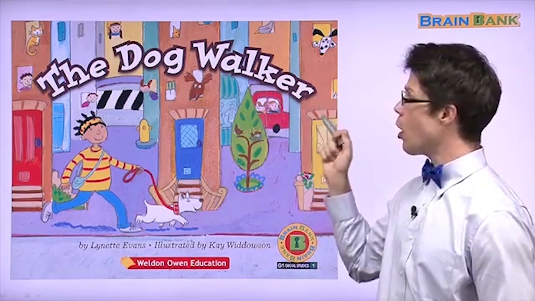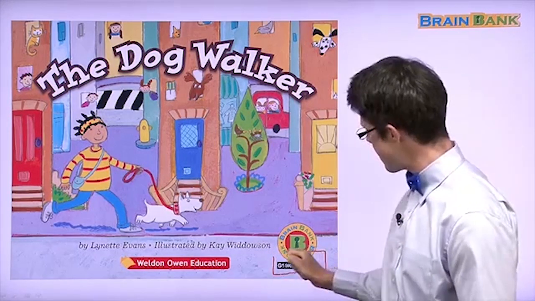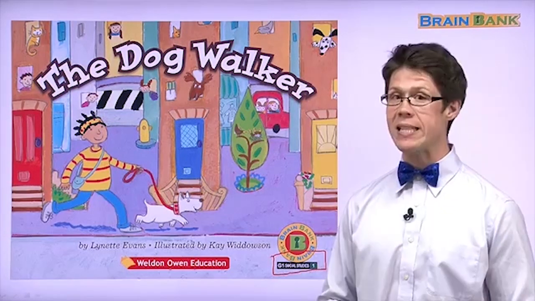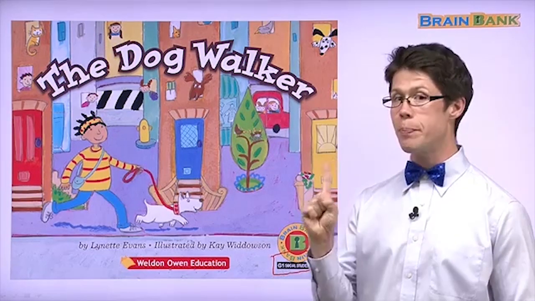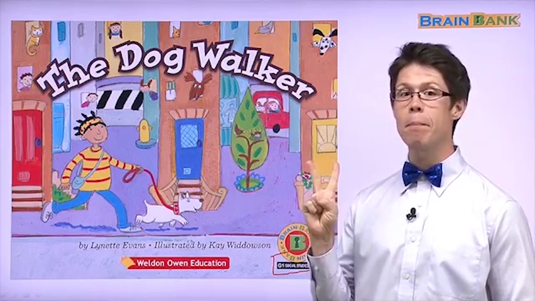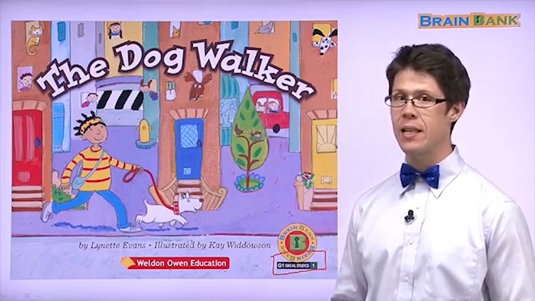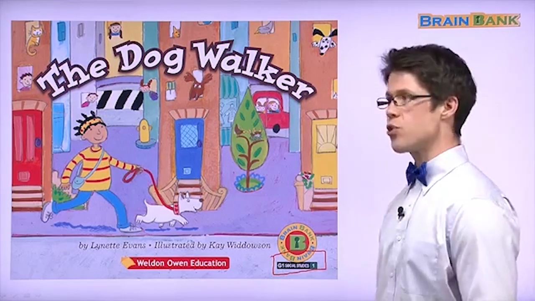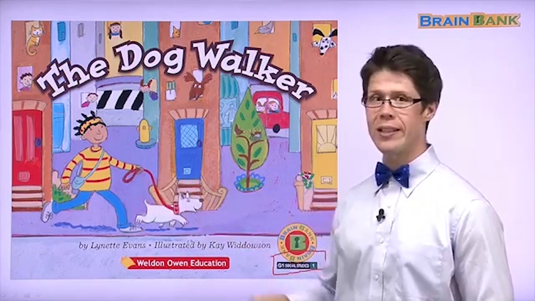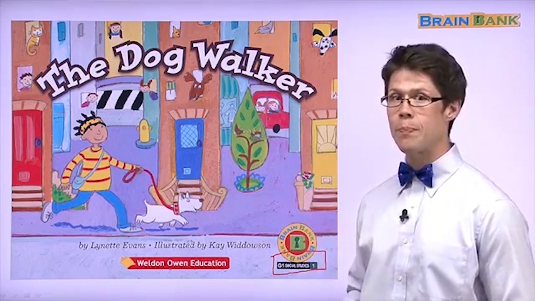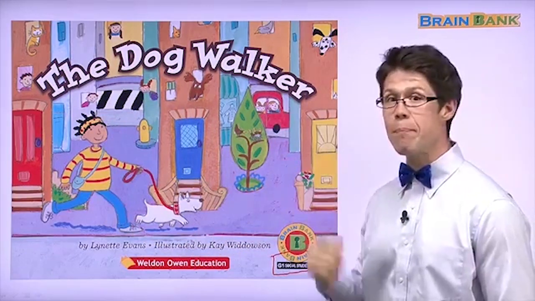All right, now, The Dog Walker is the first book in the Social Studies series, okay? Social Studies is 사회. So, in Social Studies, we will study people, 사람, and places. Okay, we will study people and places. 공부할 거예요. In social studies. Today, we will study one type of person. We will study the girl. Yes, she is the dog walker. And we will study some places in our neighborhood.